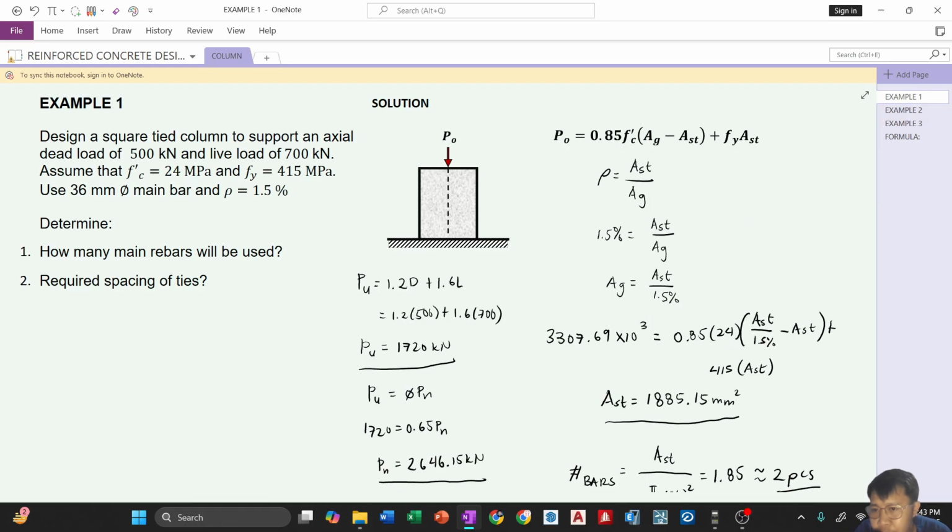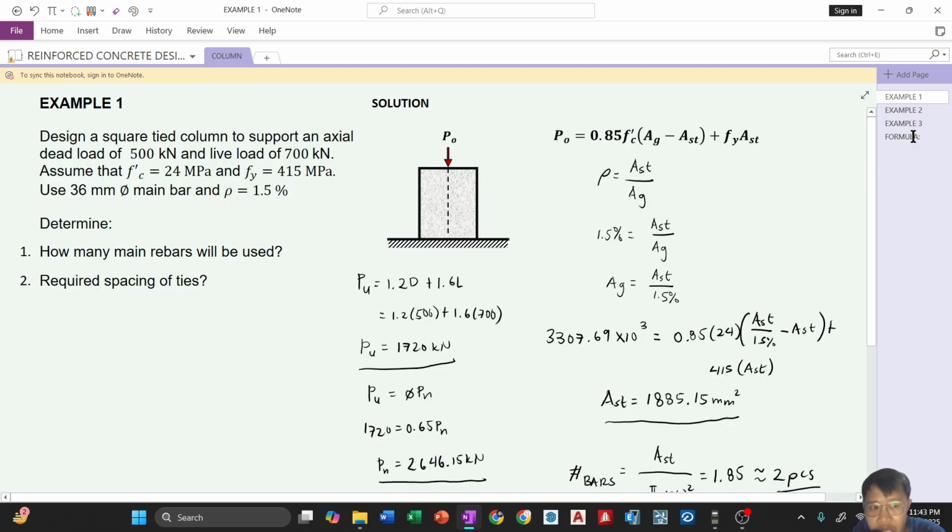Okay, for number 2 naman dito, we are asked, what is the required spacing of the ties? Okay, so parang shear lang din ito. However, since wala naman ditong binigay na value ng VU sa atin, hindi natin masosolve yung magiging value ng VS. So for this one, ang isolve na lang natin or ang i-check na lang natin what must be the maximum spacing of our ties.